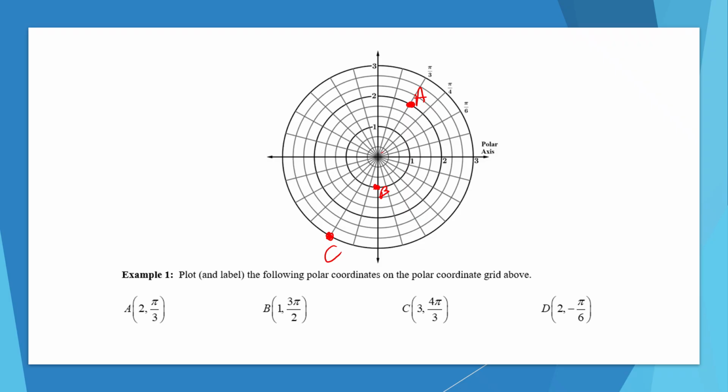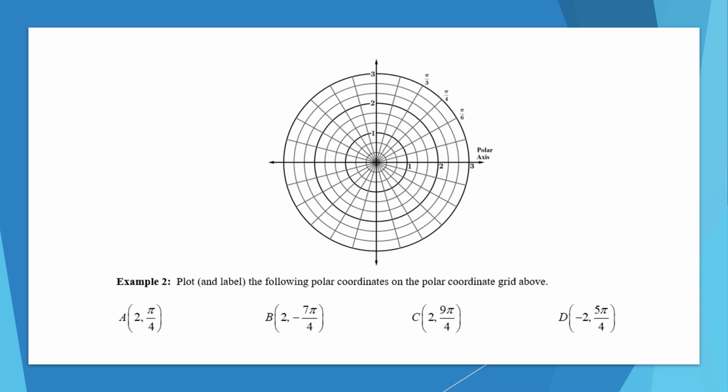D is 2 comma negative pi over 6. Negative pi over 6 is, if this is pi over 6, this should be negative pi over 6 going this way. And then it should be a radius of 2. So right here, this is going to be D. All right. Moving on. Now plot these. We have pi over 4 and 2. So that's just right here. That's going to be our A.